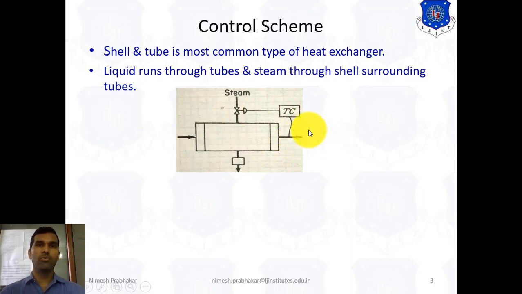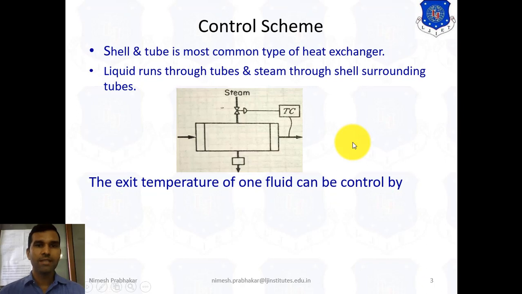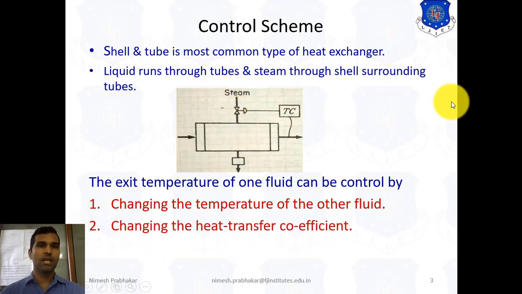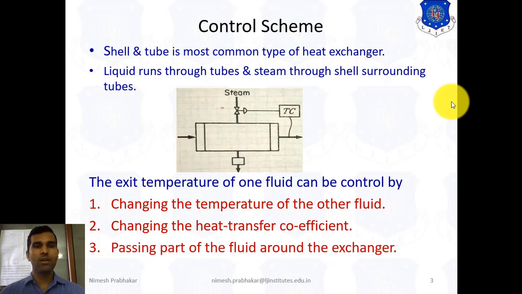There are a number of ways to control this outlet temperature, and in this lecture we discuss those ways. The exit temperature of the fluid can be controlled in several ways. First is changing the temperature of the other fluid. Here the other fluid is the steam, so we can change its temperature. The second method is changing the heat transfer coefficient, and the last one is passing part of the fluid around the exchanger. Some fluid we can pass around the exchanger, and we can also control the temperature that way.